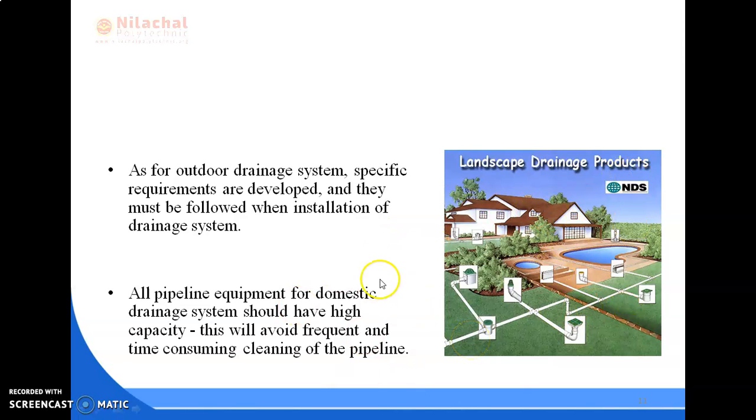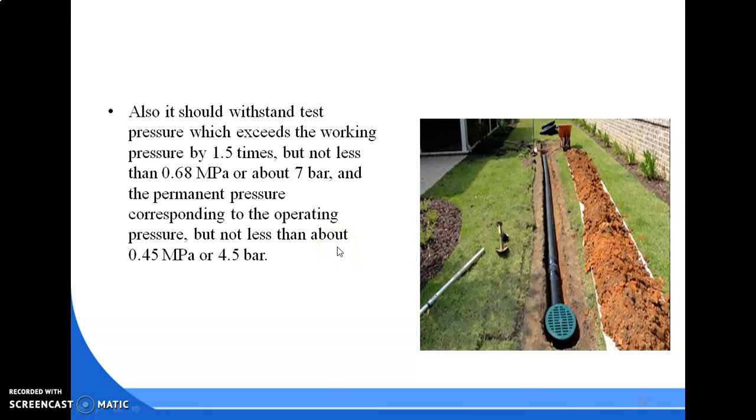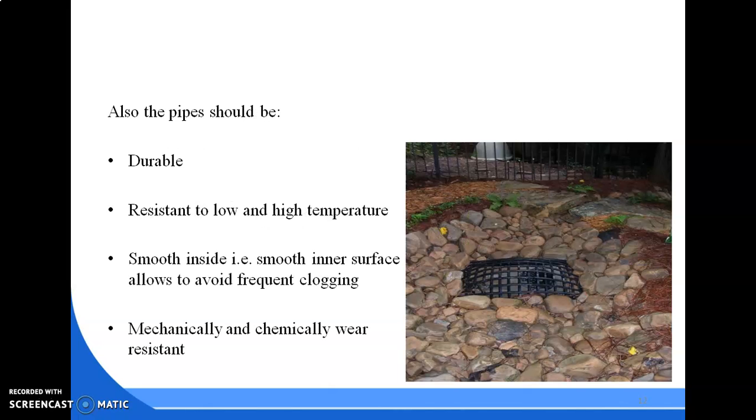Landscape drainage products. Also, it should withstand test pressure which exceeds the working pressure by 1.5 times, but not less than 0.68 MPa or megapascal, about 7 bar, and the permanent pressure corresponding to the operating pressure but not less than about 0.5 megapascal or 4.5 bar. So this much is the working pressure of the pipeline or sewer pipe.